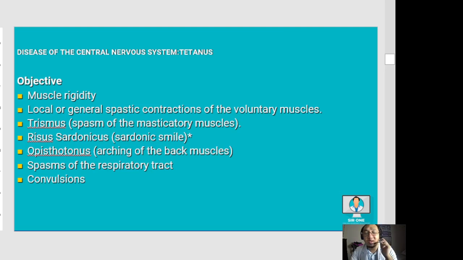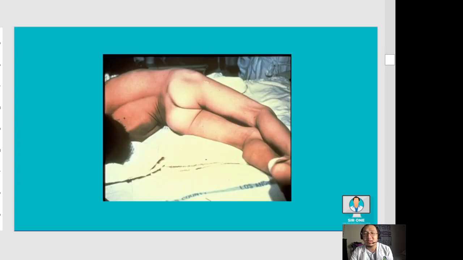So this is the picture of a patient with opisthotonus, and I think this is one of the most common pictures that I've seen on the internet showing opisthotonus. Okay, so a very awkward position. Is it inward or outward arcing of the back, right? So I think with reference to the back, it's in, okay, going in.